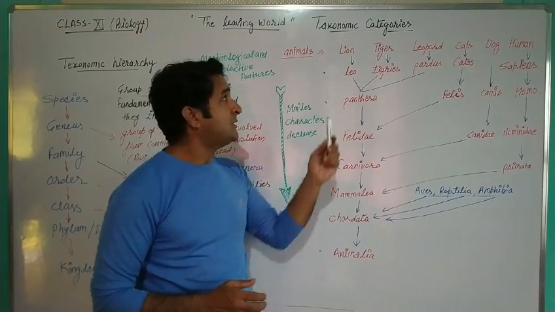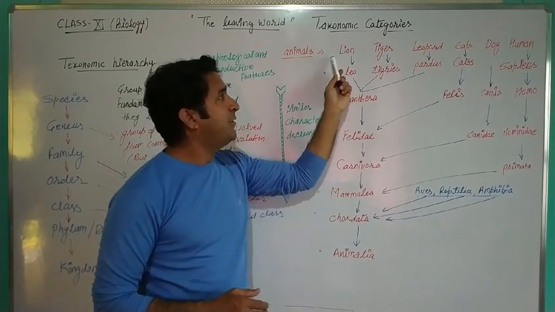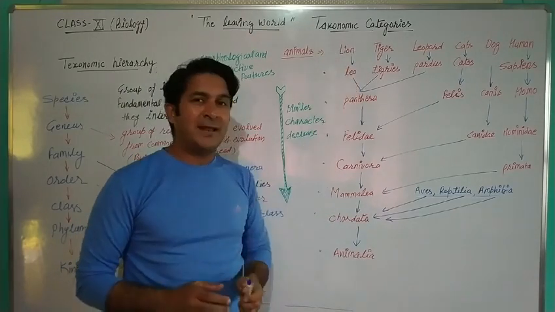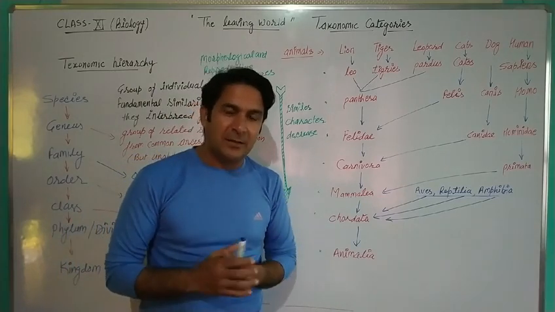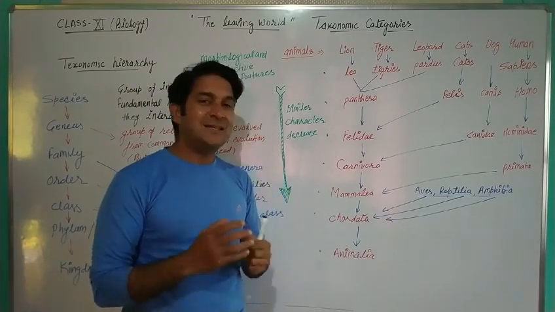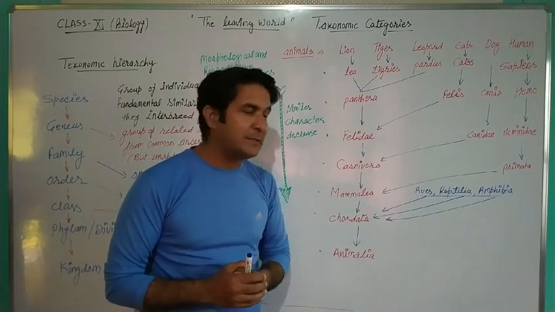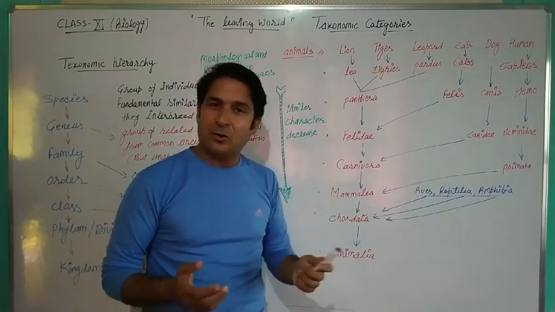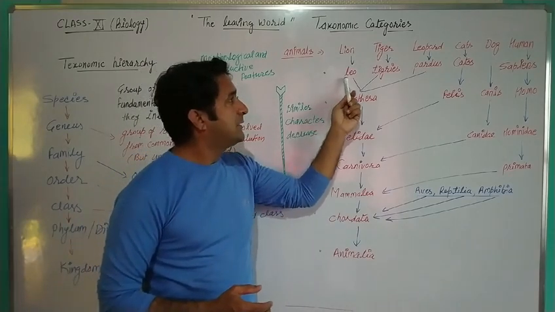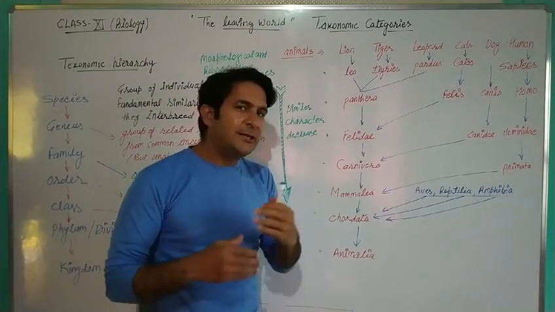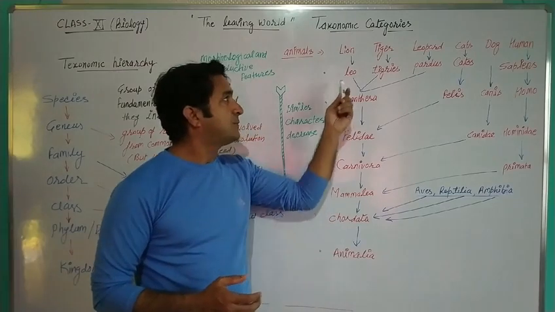Suppose we are talking about the lion. Have you seen all the lions? All the lions look similar, and their maximum characteristics are similar. In the case of the tiger it is also the same. So if we are talking about species, they are different species.